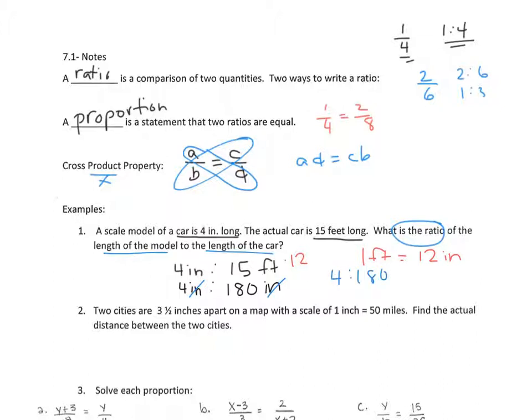But remember, we want to reduce everything. So I'm going to divide 180 by 4 and it's 45. So the ratio is 1 to 45. So make sure you reduce at the end.